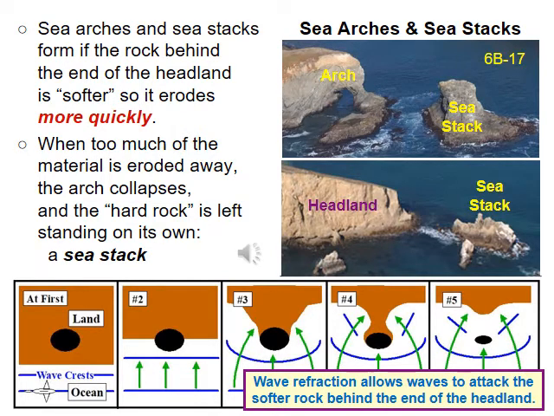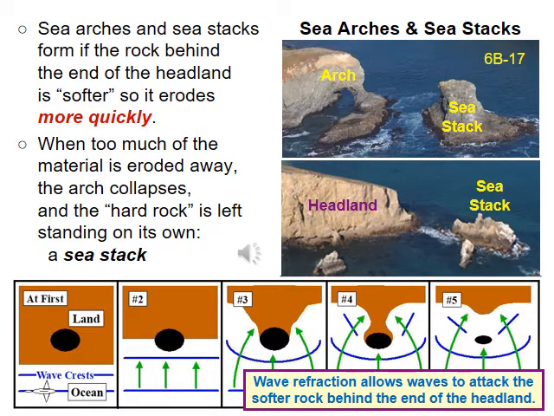Often a small amount of wave-resistant, harder rock protects softer rock behind it. As the shoreline on either side retreats more and more, the waves begin to refract, change direction and turn towards the coast, attacking the softer rock behind the end of the headland and eroding it. Eventually, the wave-resistant rock is left standing alone. It has become a sea stack.